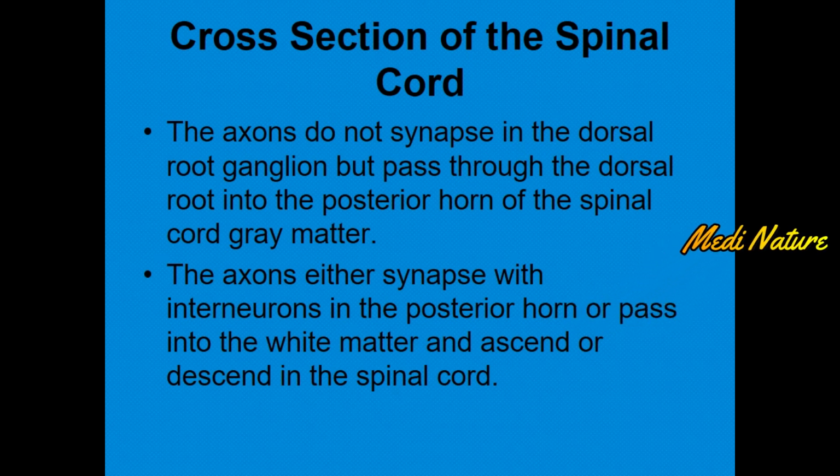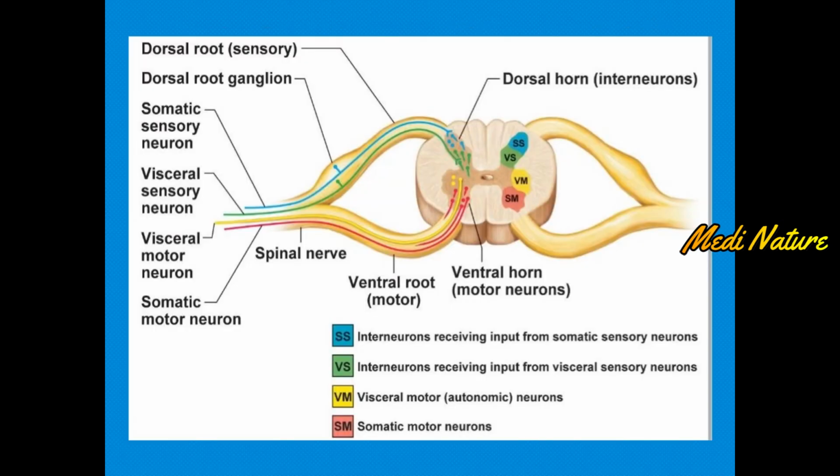These axons do not make synapses in the dorsal root ganglion. They just pass through the dorsal root into the posterior horn of the spinal cord gray matter. There, these axons either synapse with interneurons in the posterior horn, or they just pass into the white matter and ascend or descend through the spinal cord. So in this image you can see how these sensory neurons form synapses with the interneurons in the dorsal horn of the gray matter.